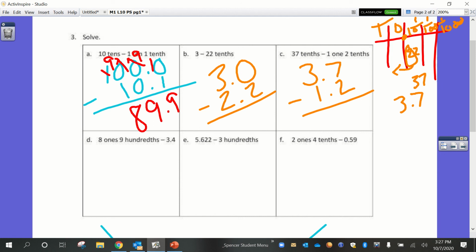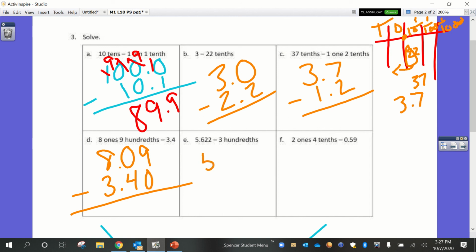Now I'm going to go to D and help you set this one up. So again, I'm going to visualize that place value chart. 8 in the ones place, and it's saying 900. So I know there's no tenths, but there's 900s. And I'm subtracting 3.4, which would put a 0 here. There is some regrouping you're going to need to do from the ones to the tenths on that one.